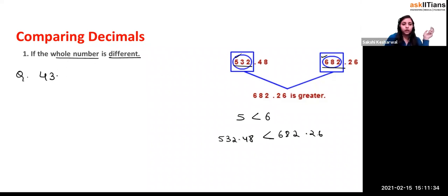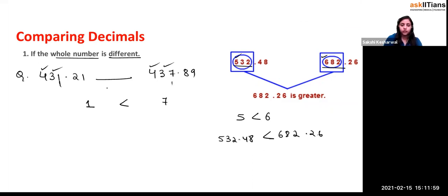So if I say that the whole part is different, what does that mean? If I write 431.23, and if I write 437.89, you see that the hundreds places are the same. Tens places are the same. But you see that the ones places differ: this 7 is greater than 1. So similarly, this is greater. So the whole part is different from the fractional part, right? So it doesn't matter what comes in the fraction. You see that you keep on comparing the number, going from left to right. So that's how we do it.